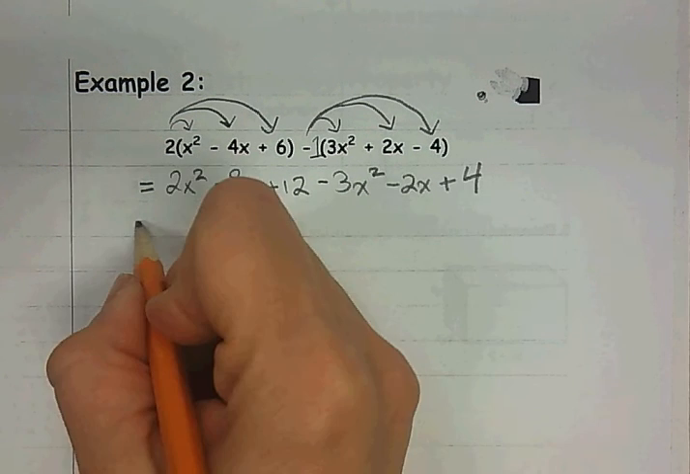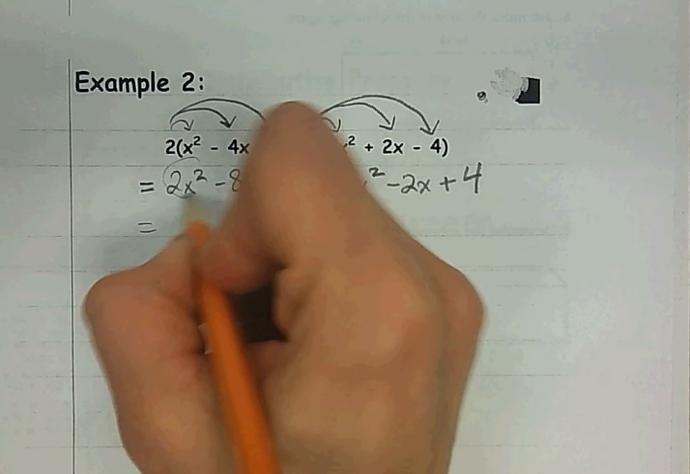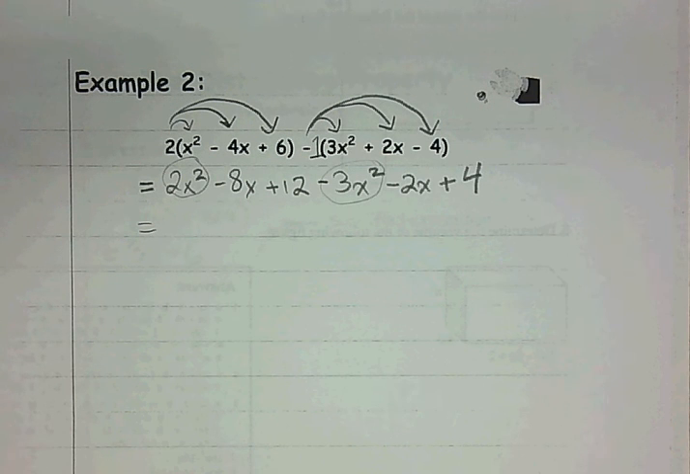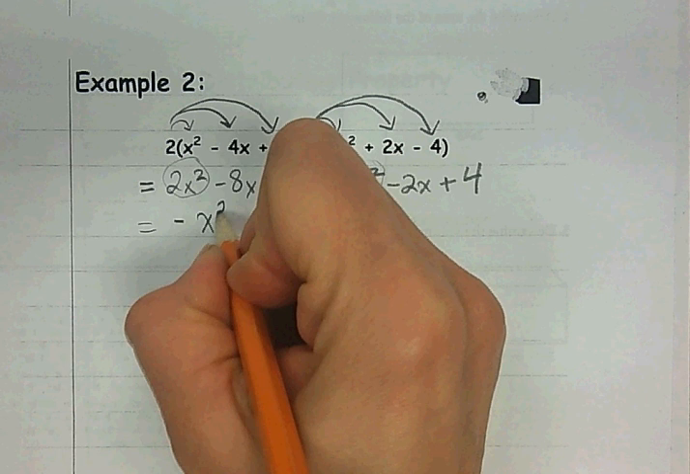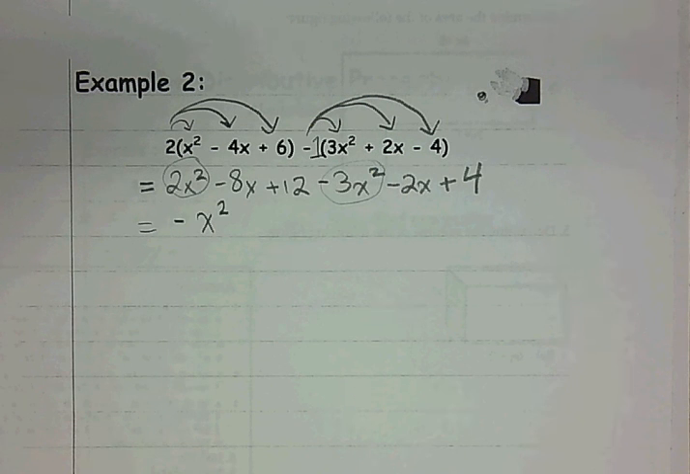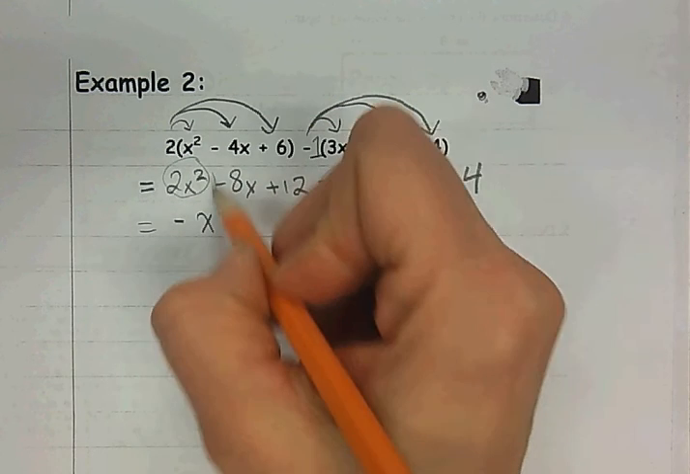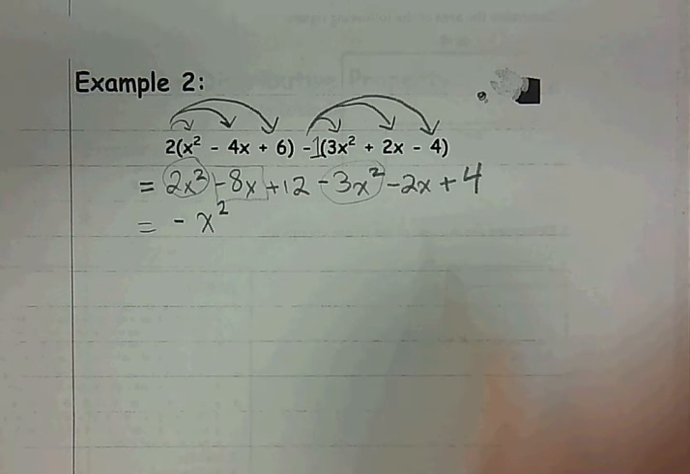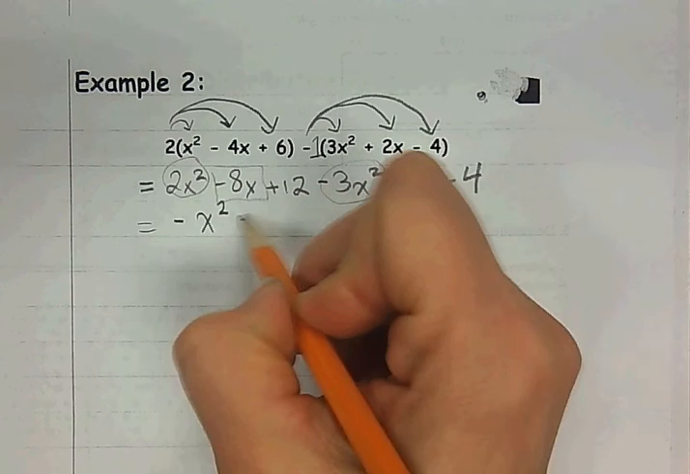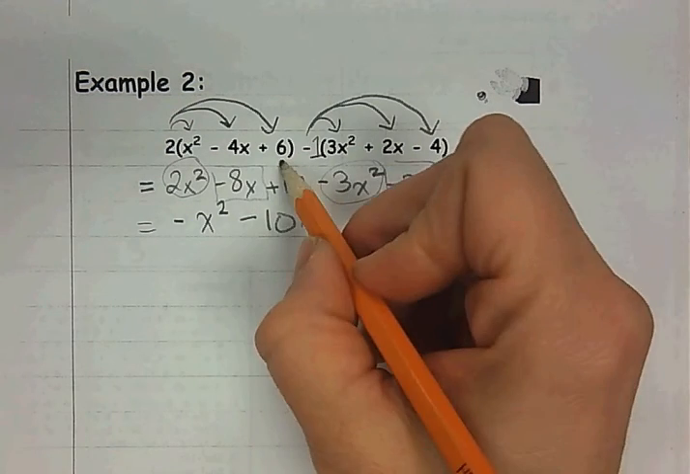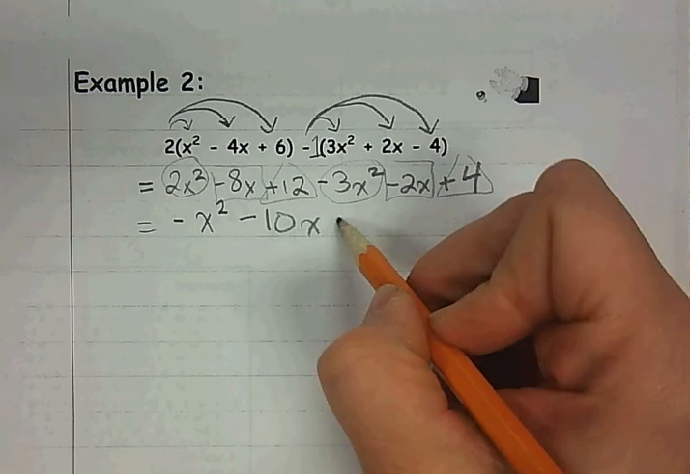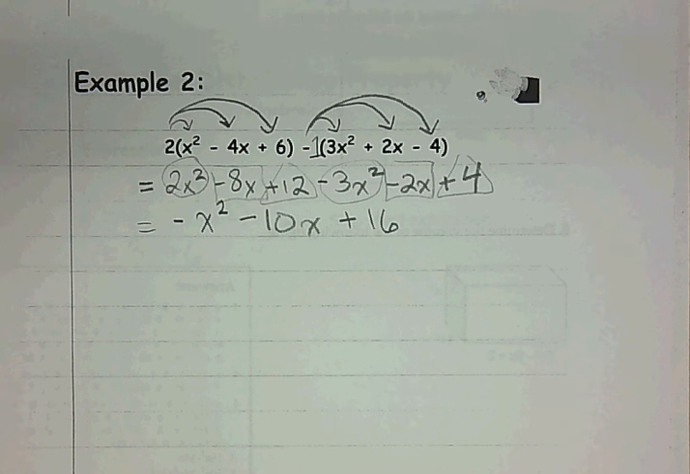And now we're going to look for like terms. X squared, here's 1. Here's another 1. If we simplify 2, subtract 3, we get negative 1x squared, and we don't write that 1. For the x's, I see that there is a negative 8x and a negative 2x. Altogether, that's negative 10x. And plus 12 and plus 4 result in a total of plus 16. So our simplified expression is negative x squared minus 10x plus 16.